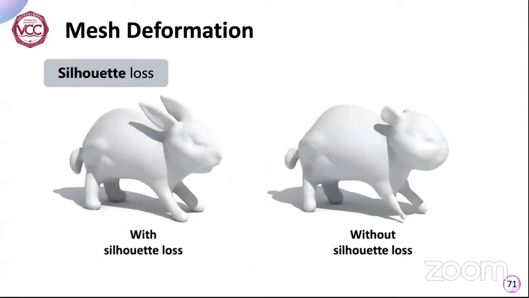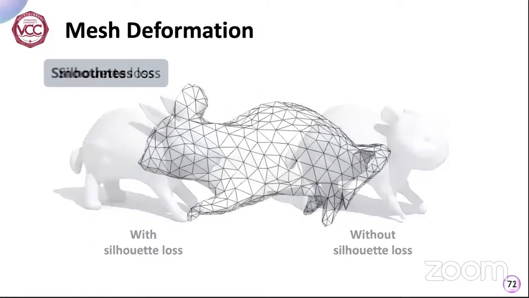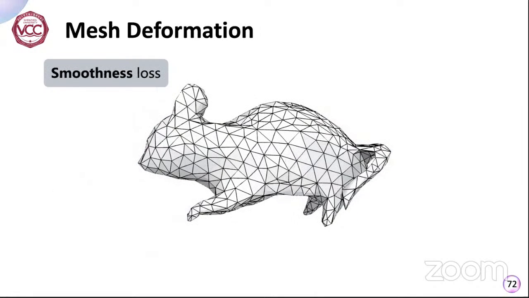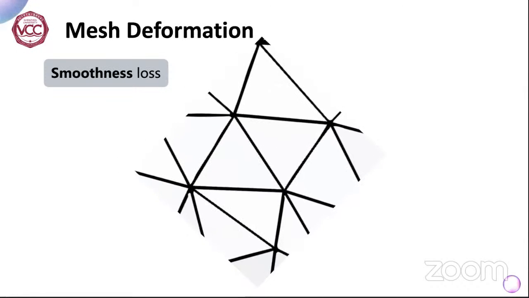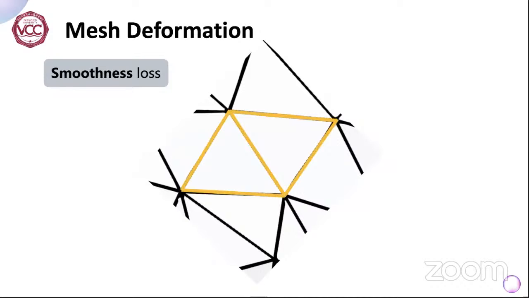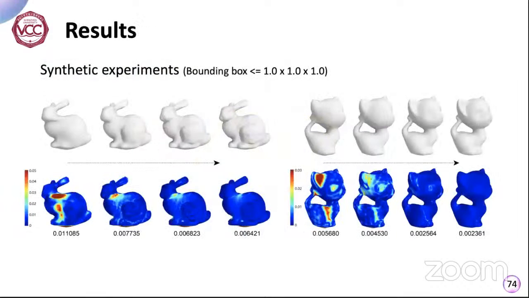The ablation study shows the necessity of this silhouette constraint. Without it, we cannot maintain the correct boundary. And our final loss is the smoothness. This term ensures the smoothness of this virtual model. It measures the difference between the normal vectors of neighboring triangles.